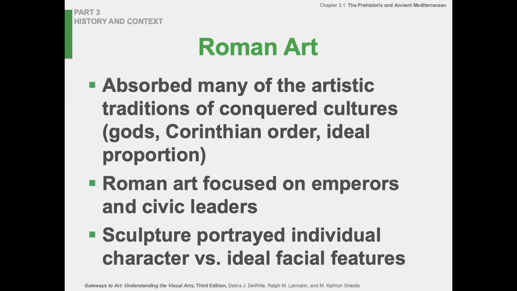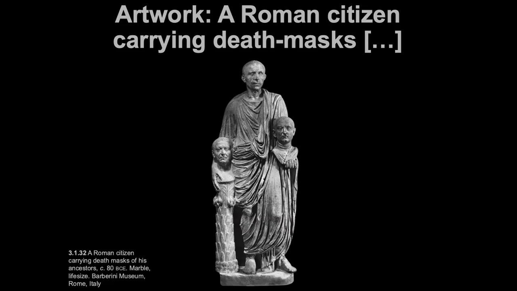So the sculpture is going to portray individual characters versus the ideal facial features, meaning we're not just making an idealized looking form, athletic form, showing them youthful and all that. We want it lifelike, and we want it to be actual portraits of actual people. And it's kind of interesting because in many ways, this is how we know exactly what the Romans looked like, the Roman leaders of that time.